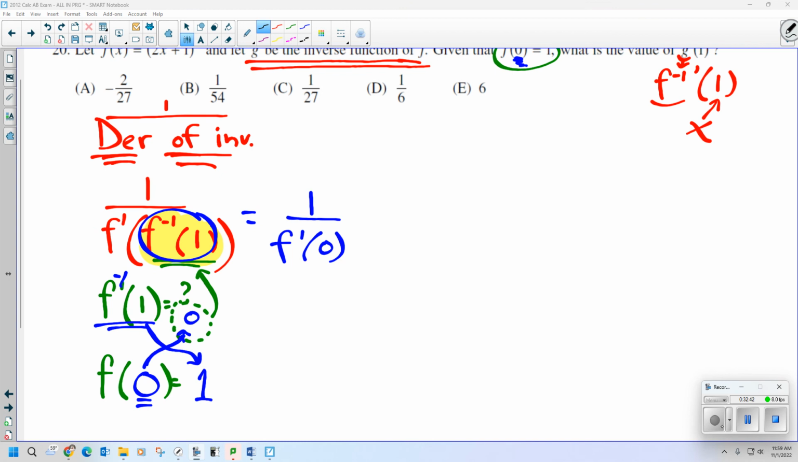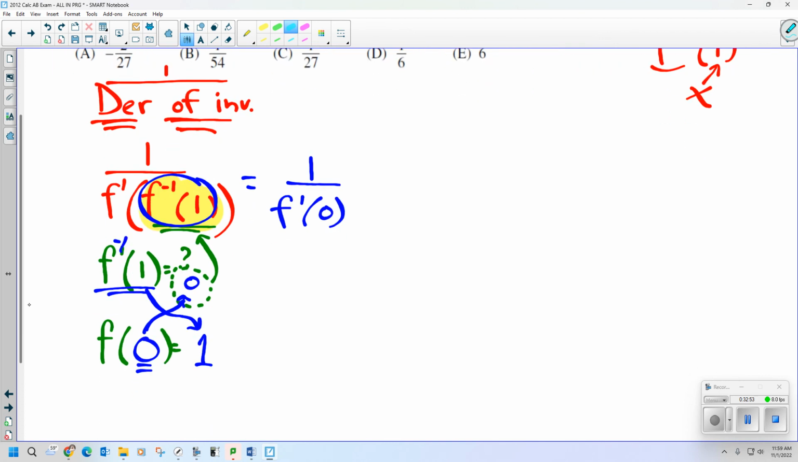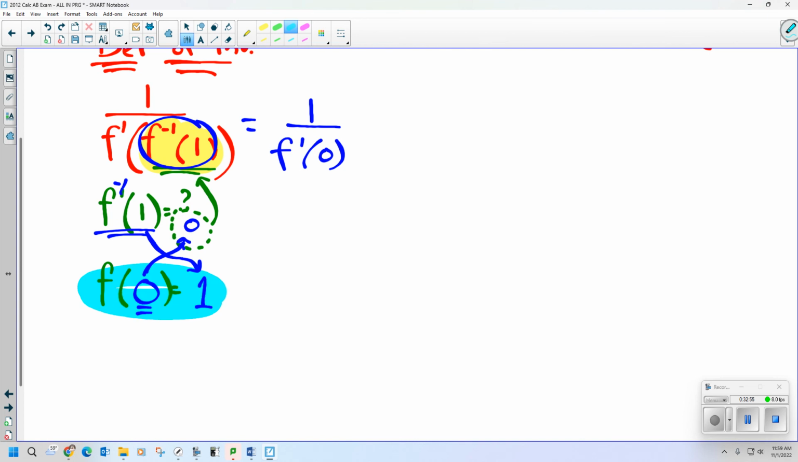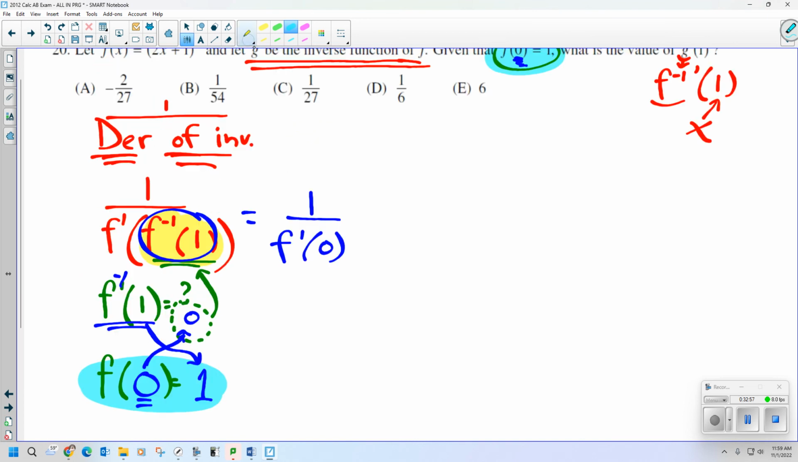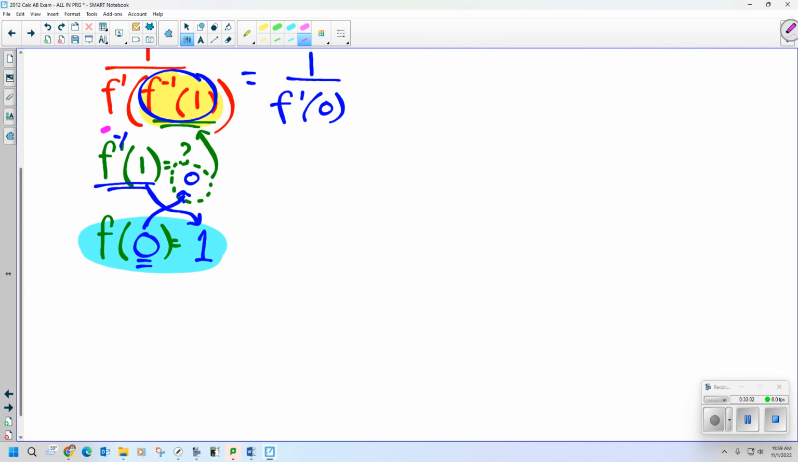First, let me go back and make sure you completely understand this inverse part, okay? This f of 0 is 1. That was given to me right here, okay? And for any type of inverse, the x and y flip. So if I want to find the inverse of f at 1, that means this flips over here, which means this has to flip over here.